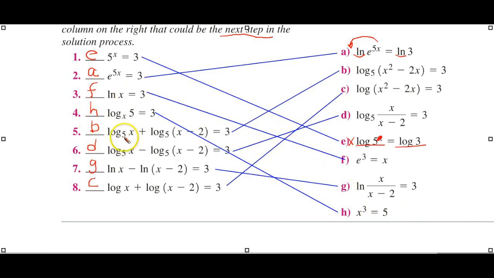Letter B, here we see something where there's a plus. We know there's going to be this multiplied by this. So when you multiply x times x, you get x squared. And then x times negative 2 gives you a negative 2x, and that equals 3. So that would be the next step. And some of these are challenging.